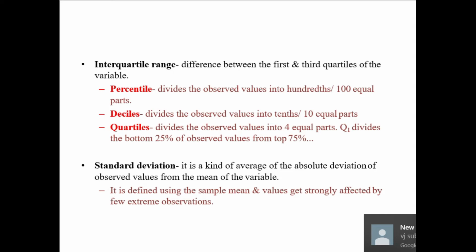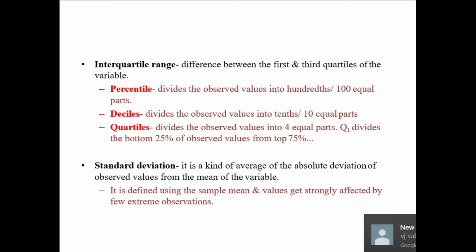Interquartile range is the difference between the first and third quartiles of the variable. Percentiles divide the observed values into 100 equal parts. Deciles divide the observed values into 10 equal parts. Quartiles divide the observed values into 4 equal parts. Q1 divides the bottom 25% of the observed values from the top 75%.